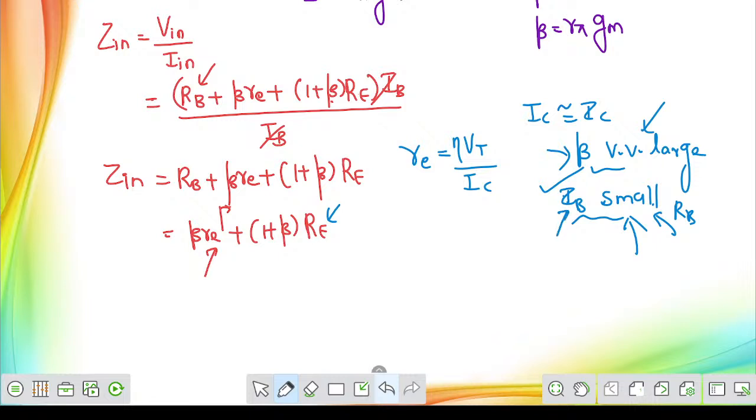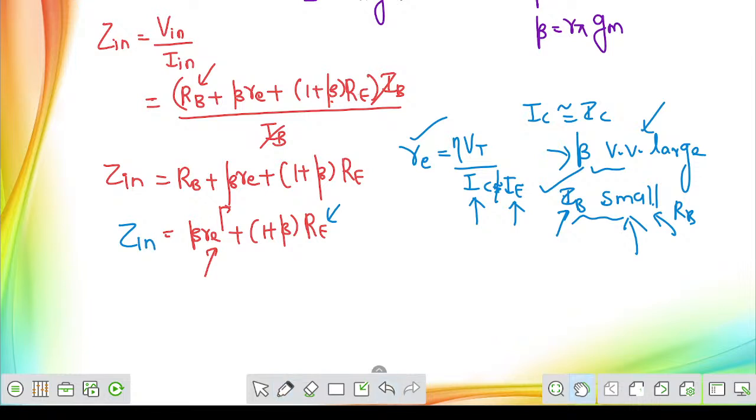Because of this low value, sometimes people use collector current here and emitter current there. Look at the options: they will not give both. Definitely they will not give collector current and emitter current both, because they know approximately both are equal. Okay, fine, sir. This is how we are calculating the value of re. So both are different. Don't get confused between the small re and the capital Re.